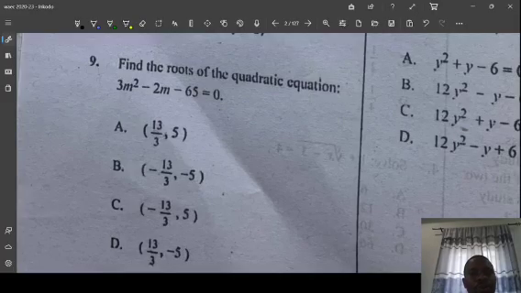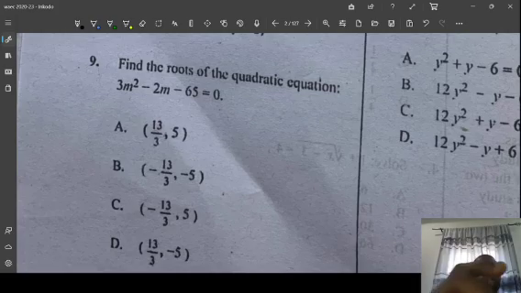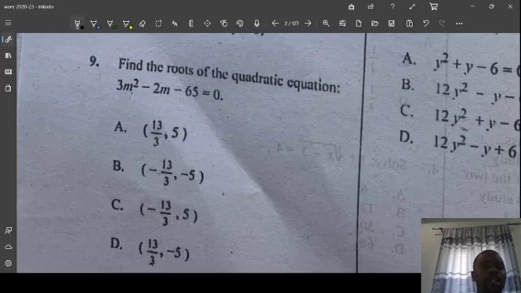All right, guys, welcome to question 9 of this WAEC past questions. Find the roots of this quadratic equation: 3m squared minus 2m minus 65 is equal to 0. So the first thing I'm going to do is multiply the 3m squared with minus 65 to give me minus 195m squared.